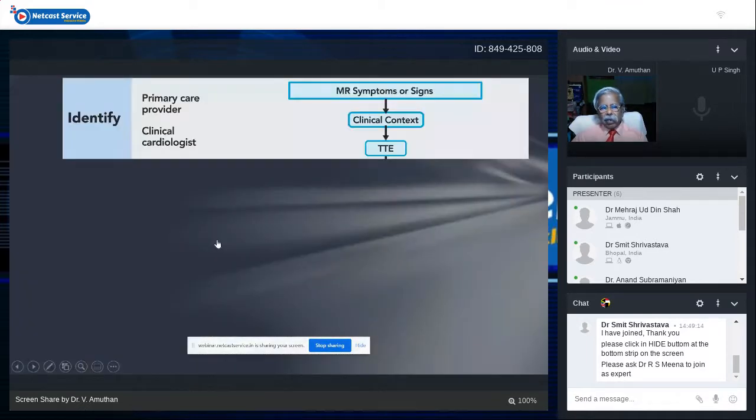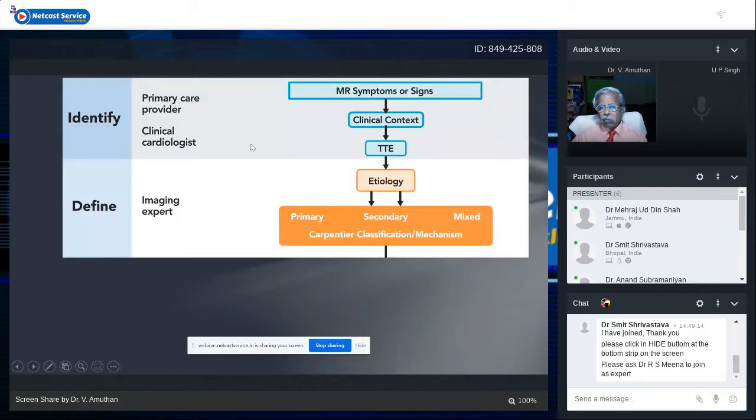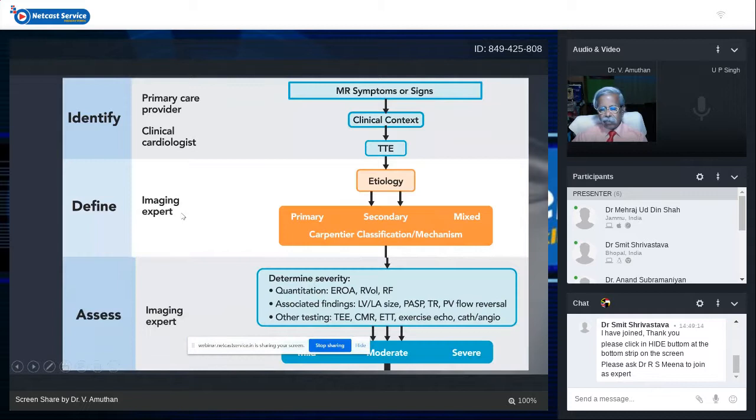There is an update which has been published very recently. When you diagnose mitral regurgitation by transthoracic echocardiography by a clinical cardiologist, it has to be referred to an imaging expert. It's very important to diagnose whether it is primary, secondary, or mixed. So the Carpenter's classification comes here, and the main assessment is by anatomic regurgitant orifice area, regurgitant volume, and regurgitant fraction. Associated findings include the LV size and other things.